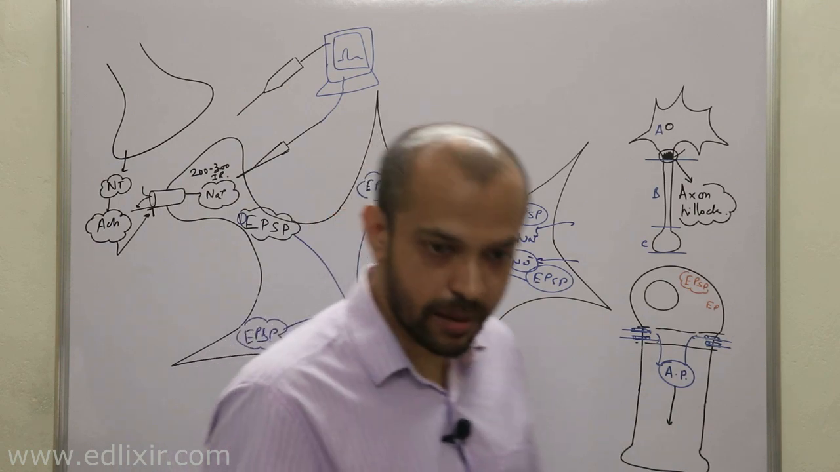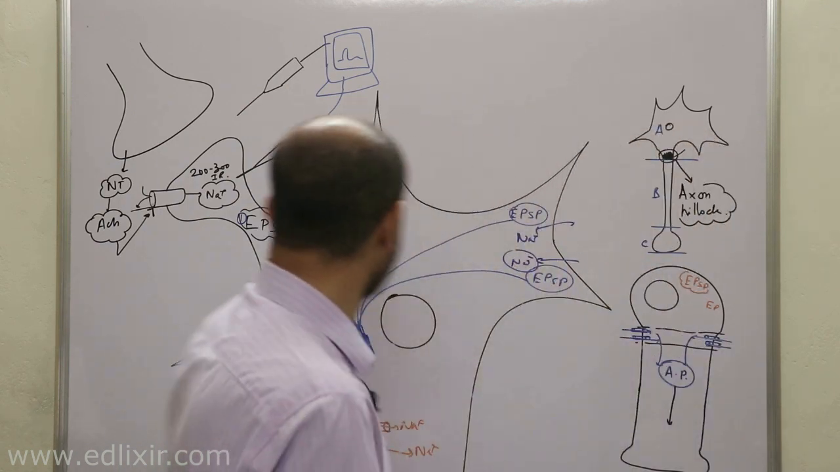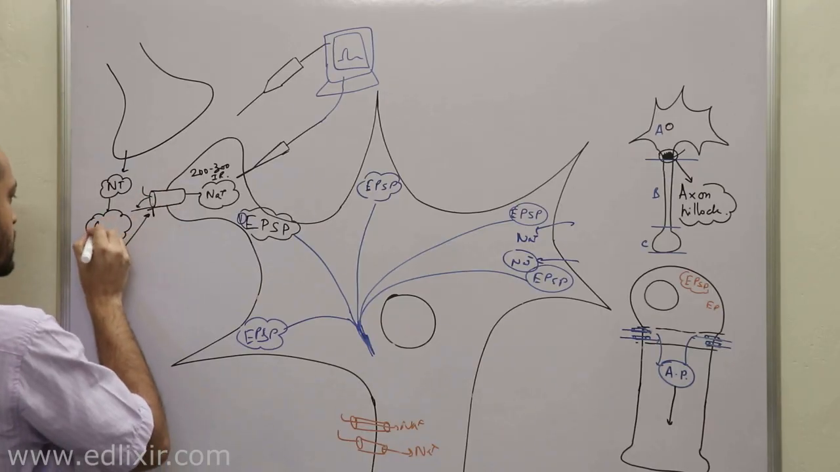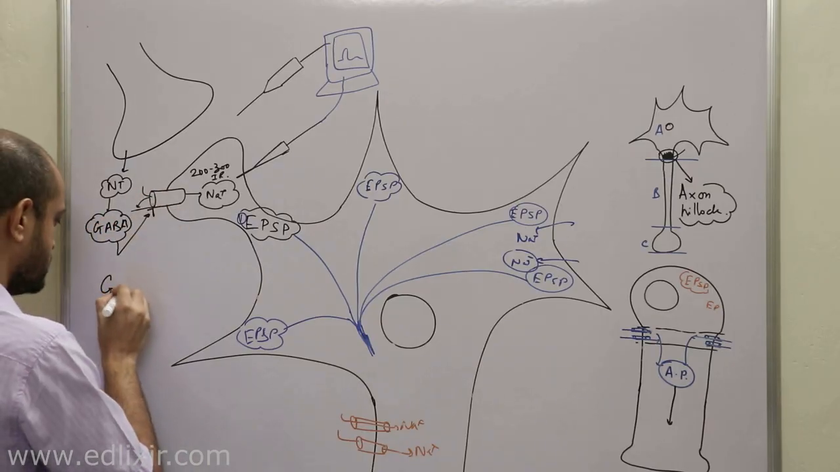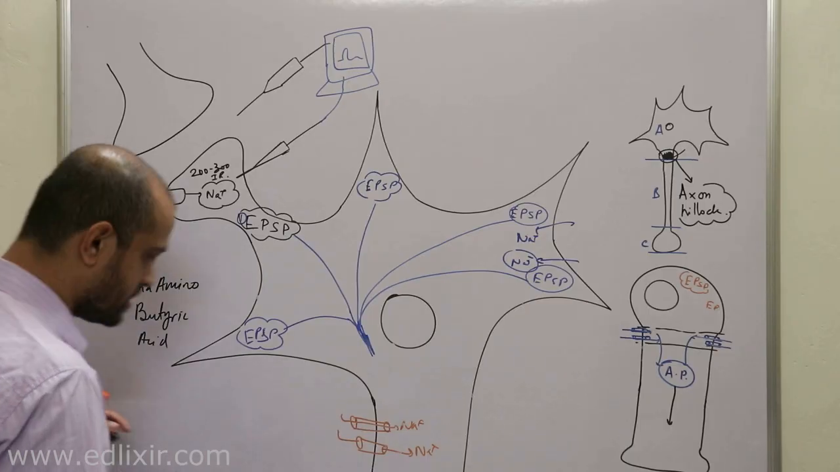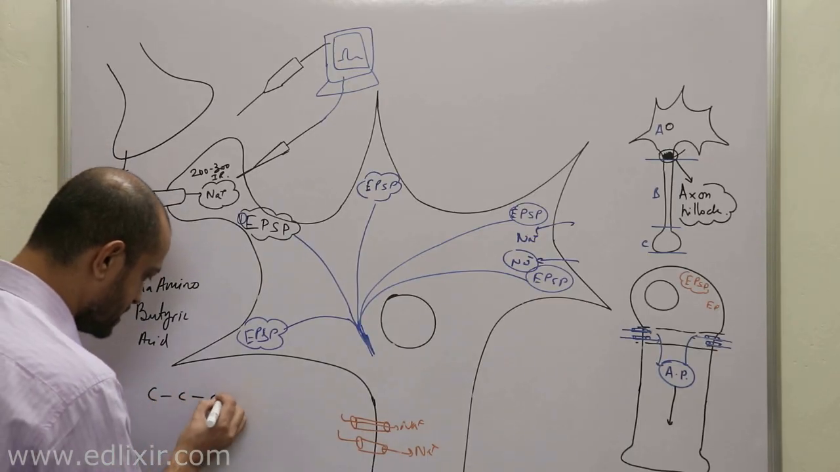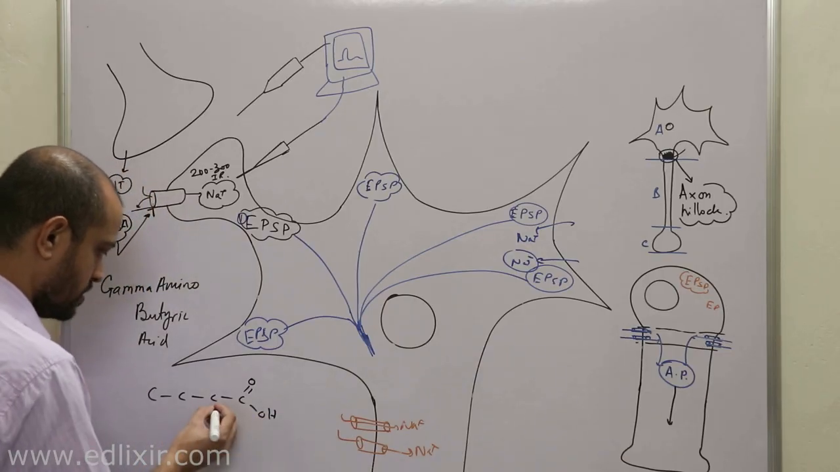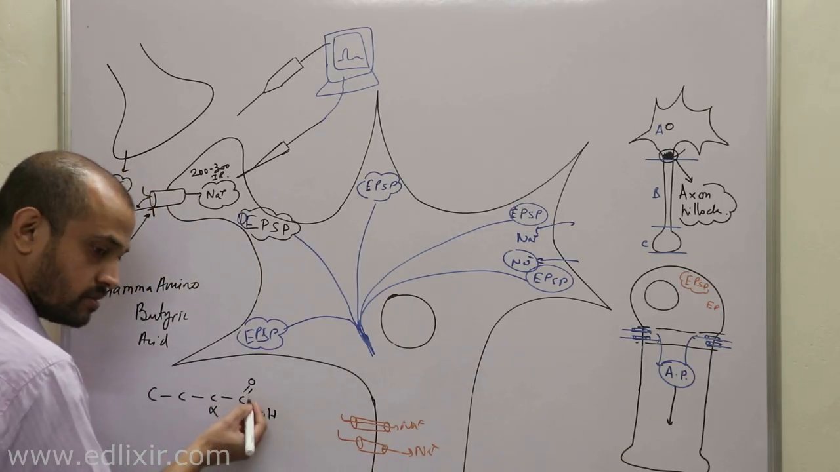Clear? What will happen, suppose, if instead of acetylcholine we consider GABA, or gamma aminobutyric acid, right? You know how to draw gamma aminobutyric acid? It's very simple. It's a butyric acid, right? That means it has got 4 carbons, right? Now this is the alpha carbon next to the primary functional group.